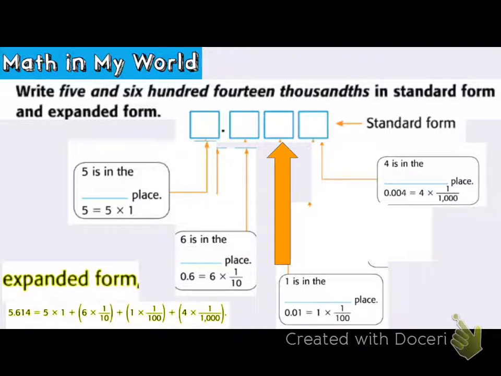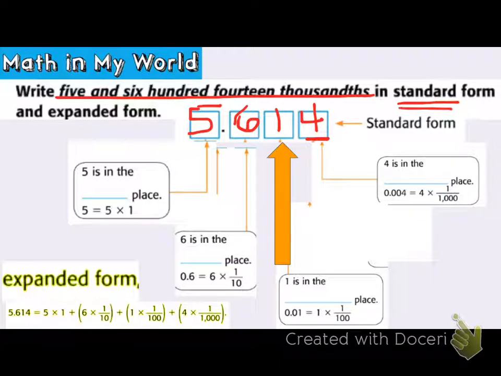Example 3, write 5 and 614 thousandths in standard and expanded form. Well, step 1, I'm going to find the value. The value tells me 5 and is the decimal. So I know that 5 goes in the ones place. 5 and 614 thousandths. So I write 614 thousandths, making sure the 4 ends in the thousandths place. I now have the value. I have standard form, which is the digits alone, and so I'm finished with that as well.